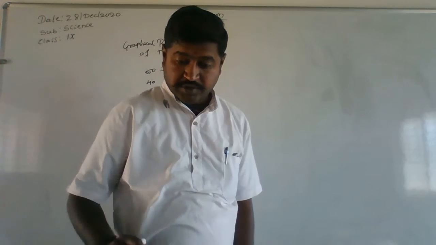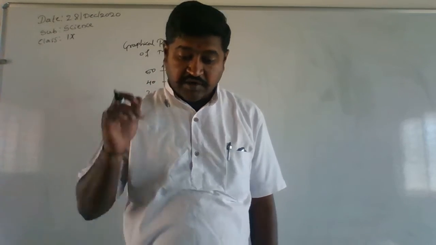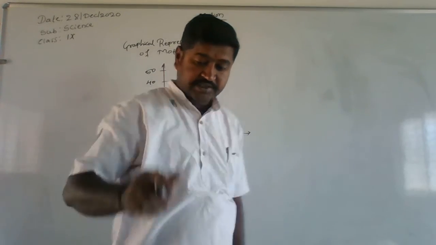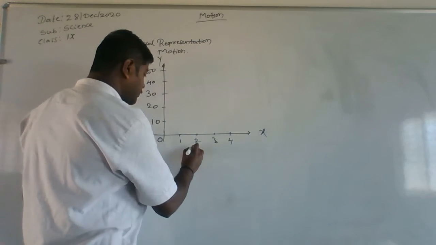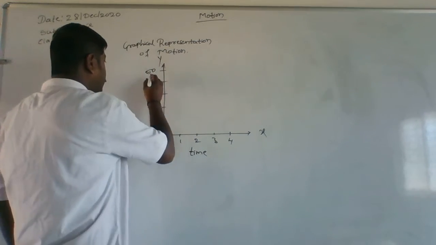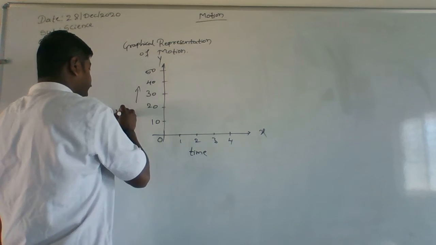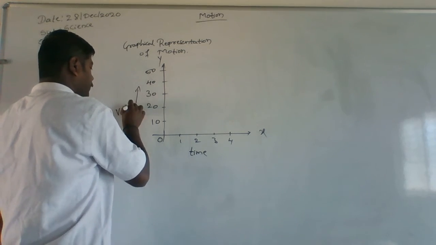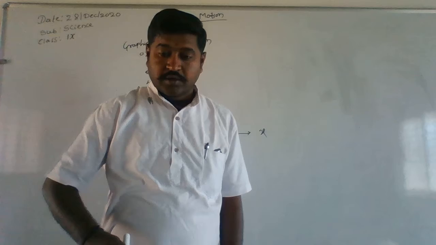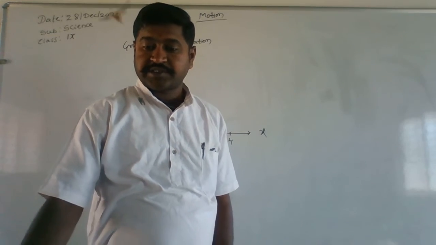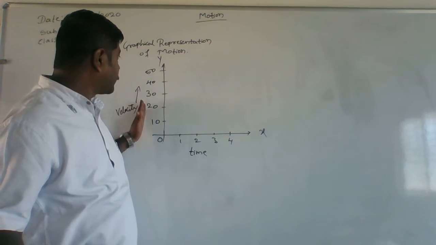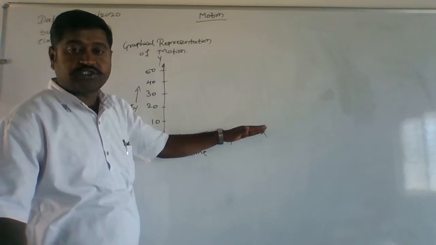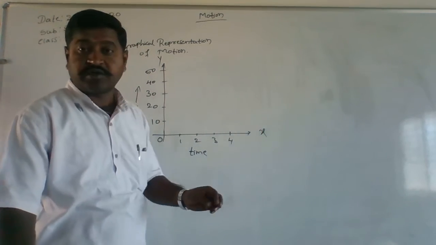So what is the graph about? Okay. In this graph, time is represented along the x-axis. So this is the x-axis and this is the y-axis. This is time and this is velocity. The velocity is represented along the y-axis, and along the x-axis we have mentioned time.